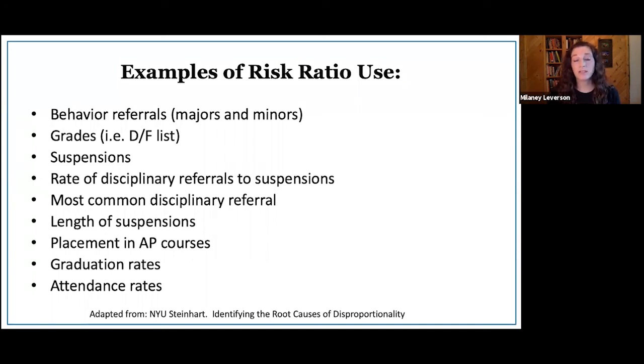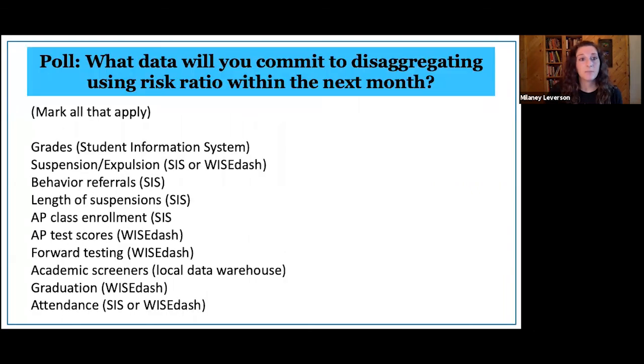Jill and I talked through an example of placement and AP courses, which can be really telling, not only for how your district disproportionately responds negatively, but also how they disproportionately give opportunities to some students over others. So these can be ways to examine both ends of the spectrum. Graduation rates you saw today and attendance rates.